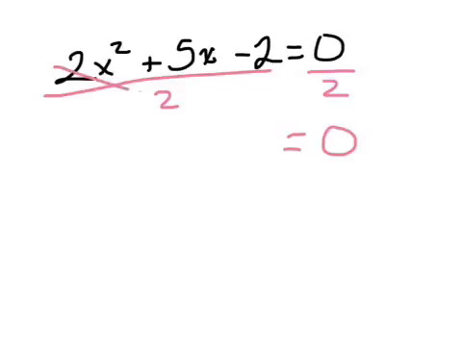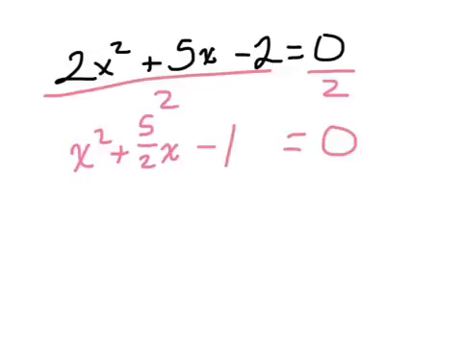So 2 divided by 2, that's 1. So we'll just say x squared. And that's why we want to do it. If it's a 1, 1's a perfect square. Plus 5 over 2, x, negative 2 divided by 2 is negative 1. Now, this is a perfect square.